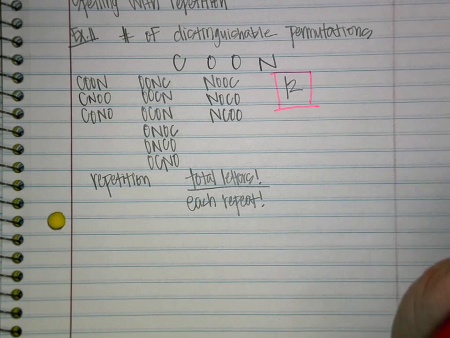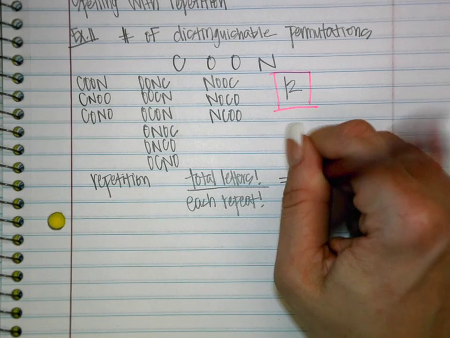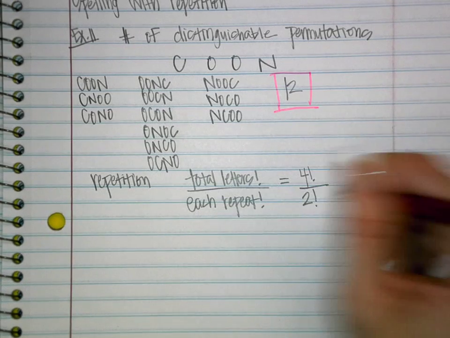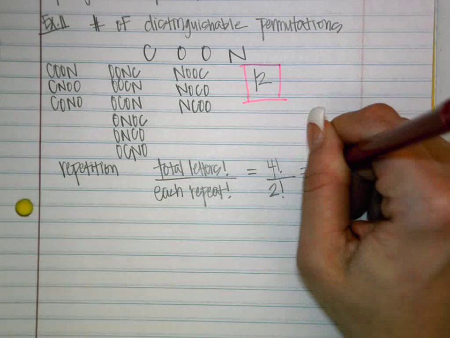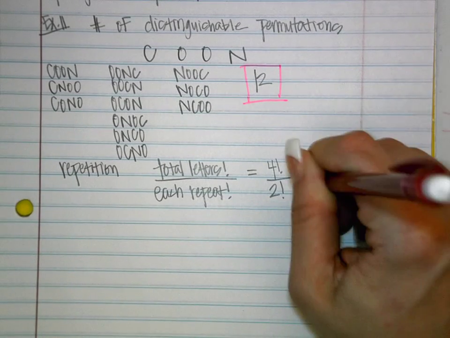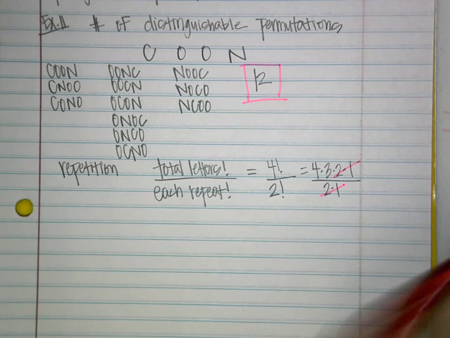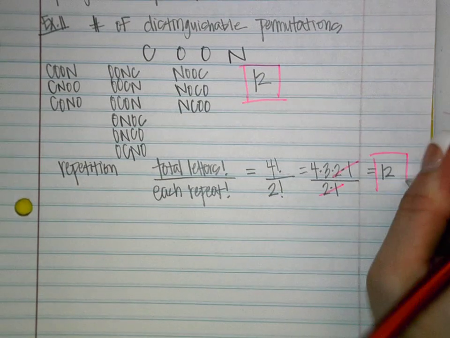So, you take the total number of letters, which in this case is 4 factorial, divided by each repeat. In this case, there are 2 repeats. So this would be 4, 3, 2, and 1, divided by 2 times 1. The 2 and 1 reduce. 4 times 3 equals 12. Okay? This is a formula you need to memorize.